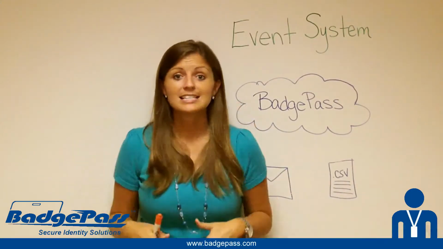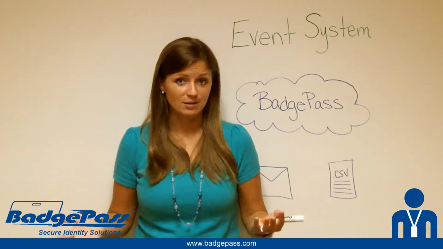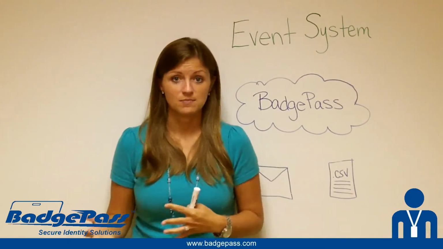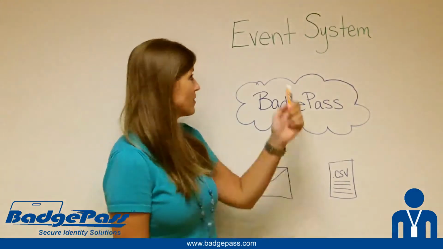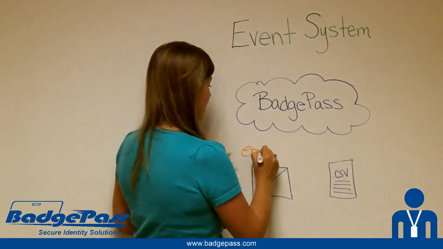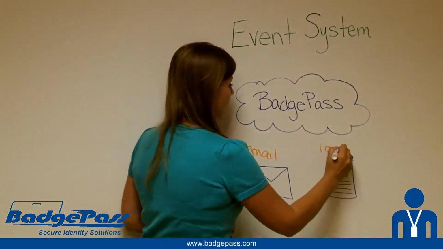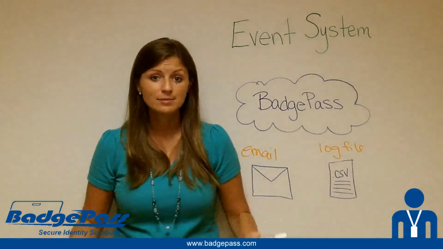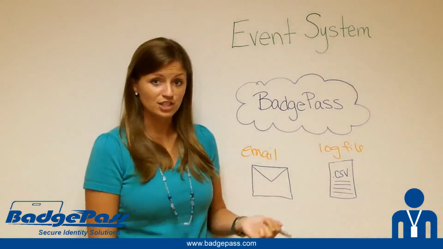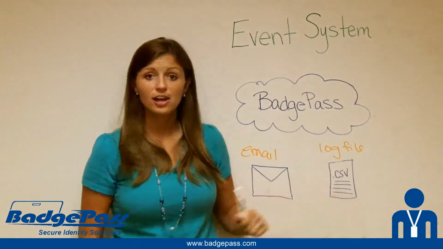So, we talk about getting data in all the time, but we don't always talk about how we're going to get data out of the system to share with other third-party applications. Well, the way that we do that is with the event system. Basically, the event system allows us to generate an email or a log file of any custom events that happen in the system. So you can create an unlimited number of triggers that allow you to generate these two things, either an email or log file.